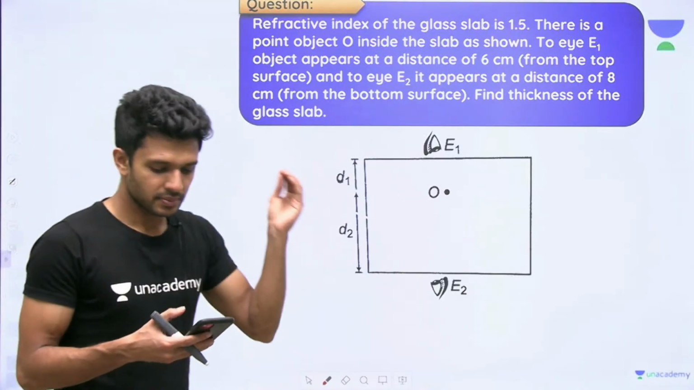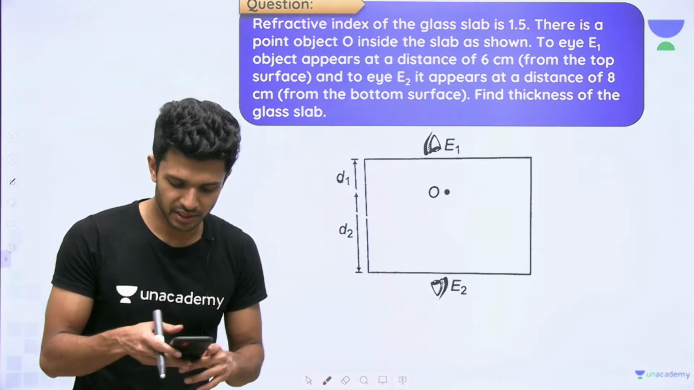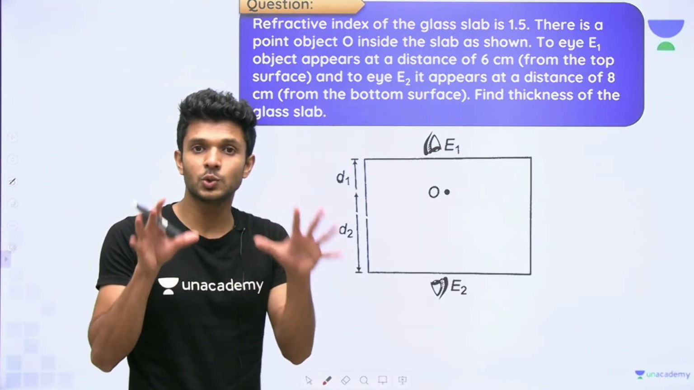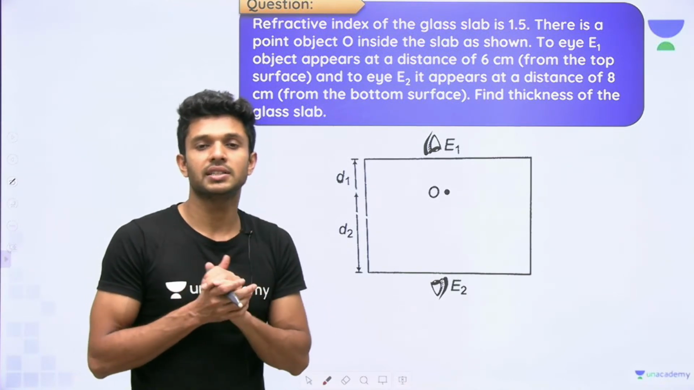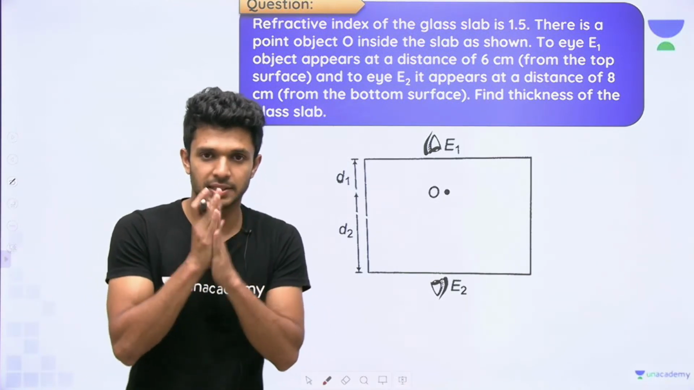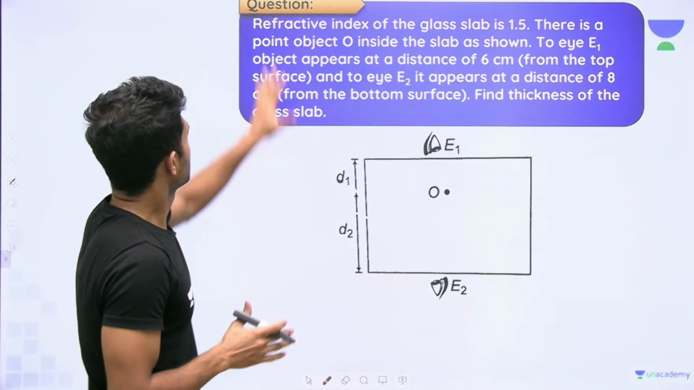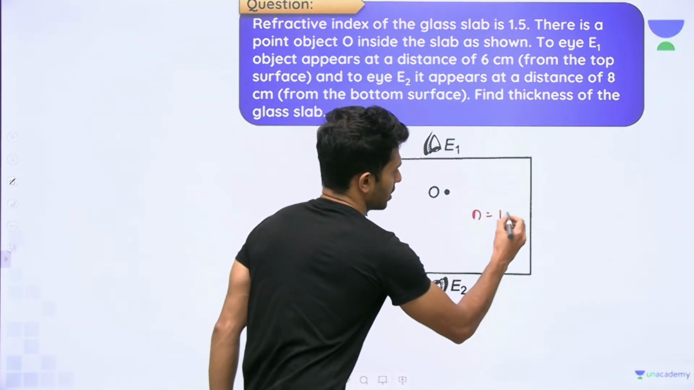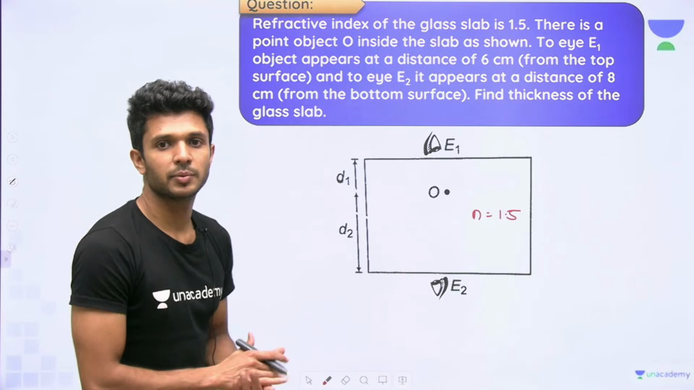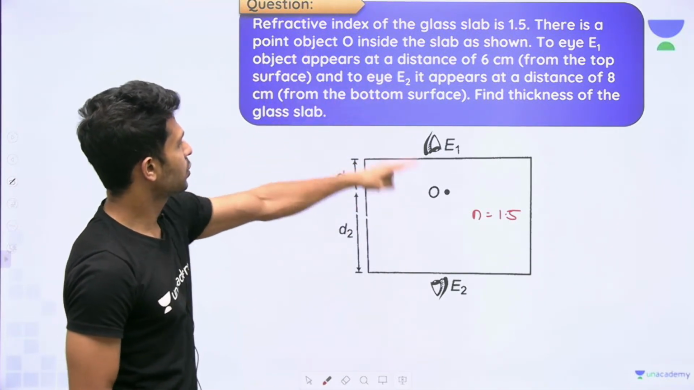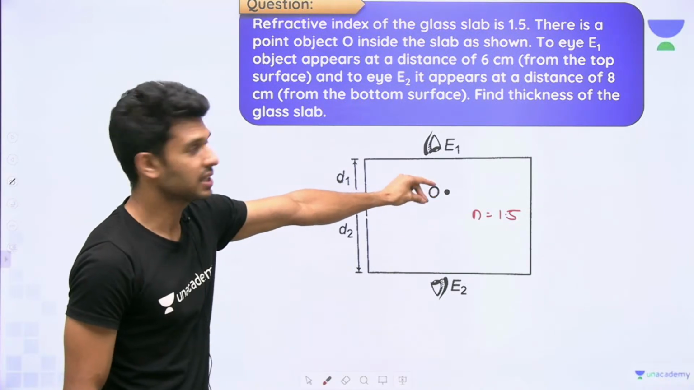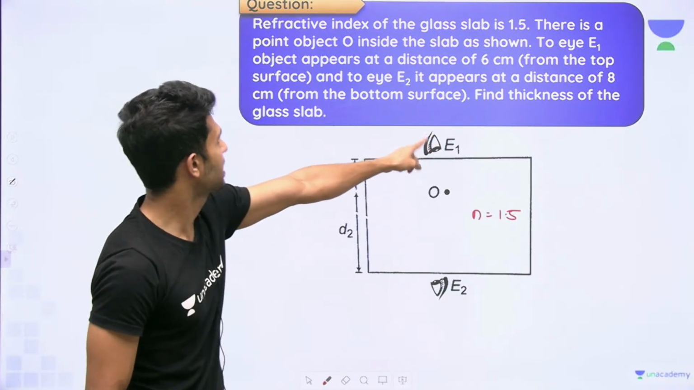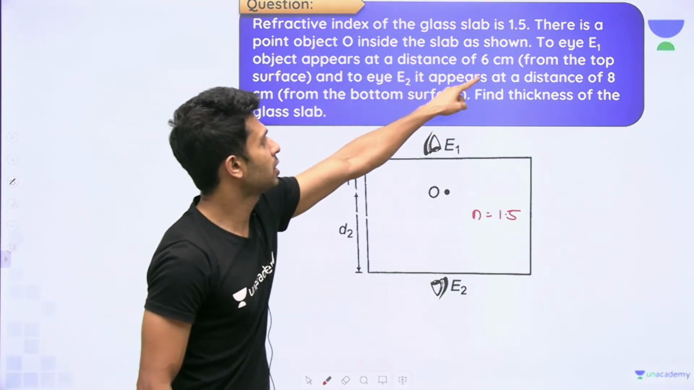Okay, now this is a very good question. A very good question means you have to actually use a concept which I taught you for understanding and getting the answer for this. Okay, so let's see. अच्छे से. Refractive index of the glass slab is 1.5. So first let us write. So refractive index of the denser medium is given. There is a point object O, as you can see inside the slab as shown. So if you are observing from a rarer medium from this side, object appears at a distance of 6 centimeter.